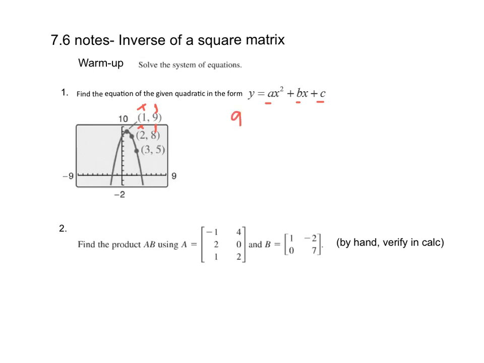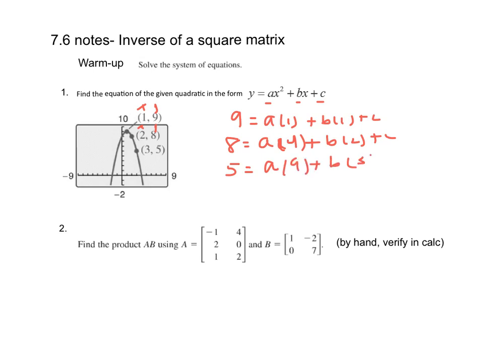So the y value first is 9 times a to 1 squared, so that's 1, plus b times 1, plus c, because your x value is 1. The next one, your y value is 8, so you have to multiply a times 2 squared, right, because x is being squared, so that's 4, plus b times 2, plus c. And then the last equation is 5 equals a times 3 squared, plus b times 3, plus c. And then you just solve this system the same way that you would a normal 3-variable system.